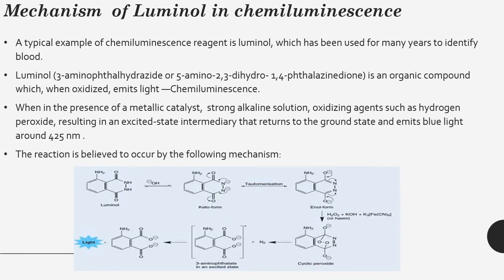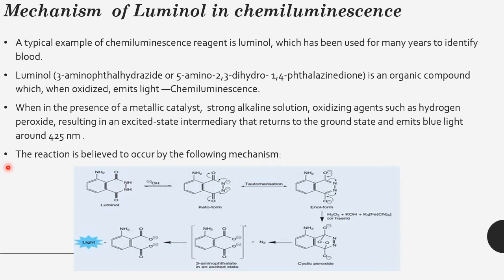Now, let us see what the mechanism of these chemiluminescence reagents or labels is in a chemiluminescence assay. Luminol is a typical example of a chemiluminescence reagent, which has been used for many years to identify blood. Luminol is also known as 3-aminophthalate hydrazide. It is an organic compound which, when oxidized, emits light. That is, it shows the chemiluminescence phenomenon.